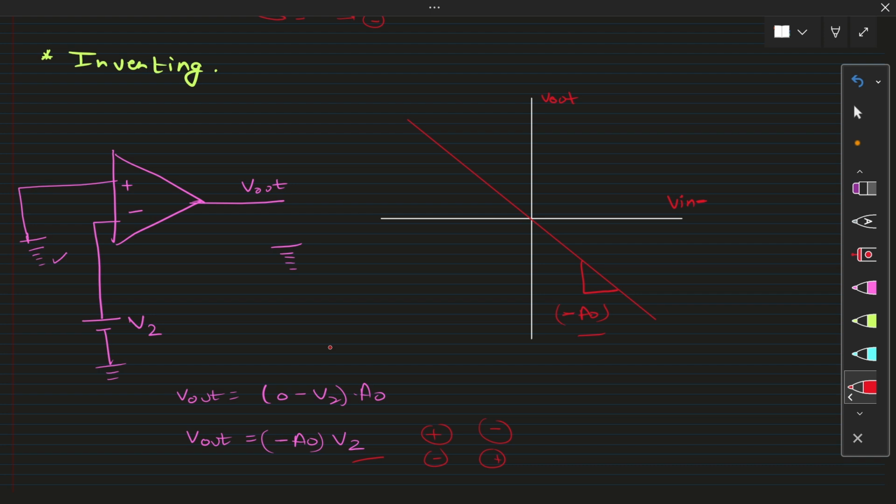In the non-inverting circuit, if you supply a positive voltage, you will get a positive output, the same as the sign of the input voltage. But in the inverting circuit, the sign of the voltage will change. So that is it. Thank you.